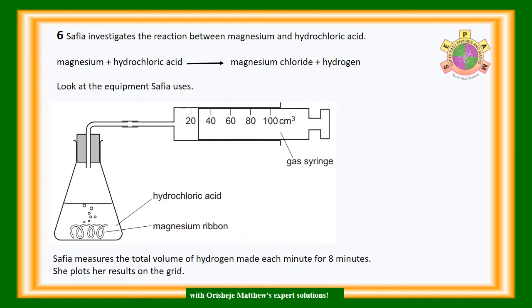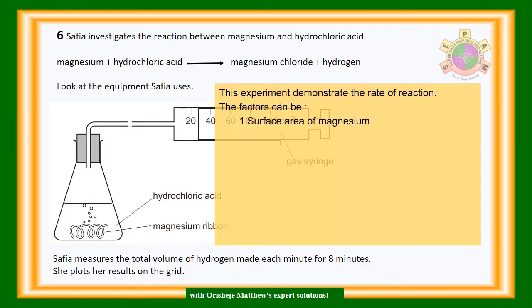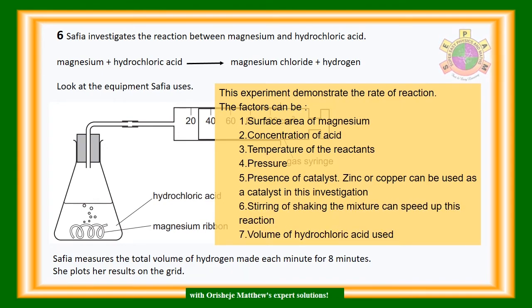Safia measures the total volume of hydrogen made each minute for 8 minutes. This experiment demonstrates the rate of reaction. The factors can be: 1. Surface area of magnesium. 2. Concentration of acid. 3. Temperature of the reactants. 4. Pressure. 5. Presence of a catalyst. Zinc or copper can be used as a catalyst in this investigation. 6. Stirring or shaking the mixture can speed up this reaction. 7. Volume of hydrochloric acid used. She plots her results on the grid.